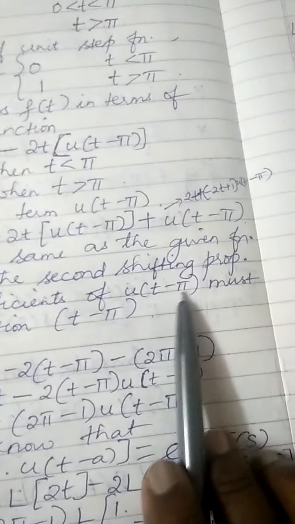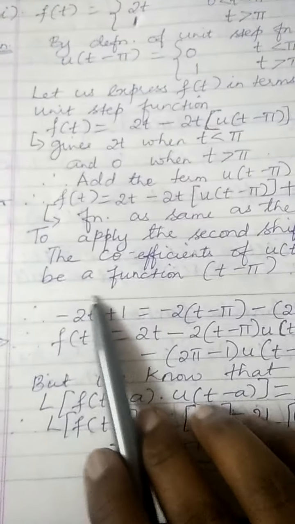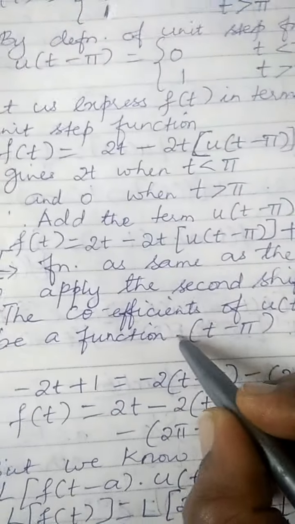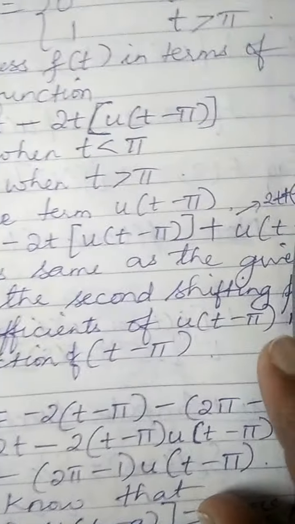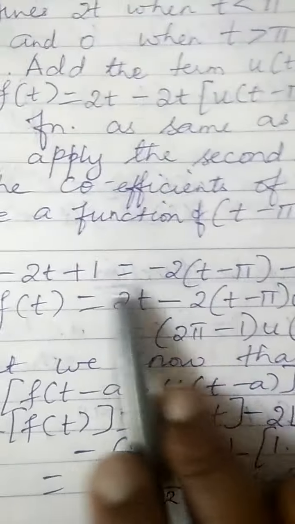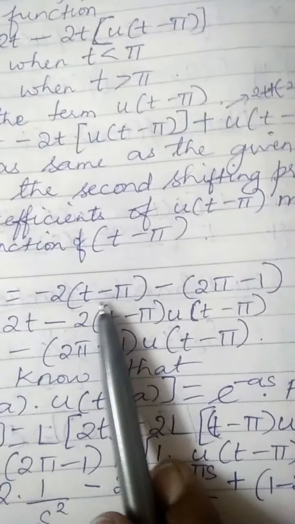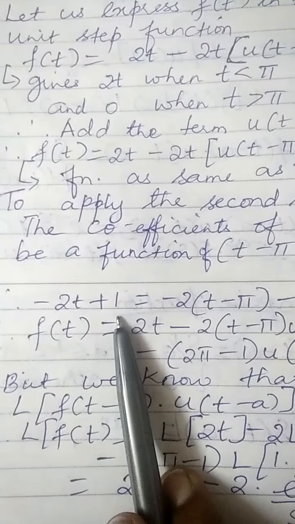Now, at this stage we have to apply the second shift property. To apply the second shift property, u of t minus pi must be a function of t minus pi. Therefore, minus 2t plus 1 should be expressed as a function of t minus pi. So we will write minus 2t plus 1 equal to minus 2 into t minus pi, minus 2 pi minus 1. When we simplify, we will get back minus 2t plus 1.